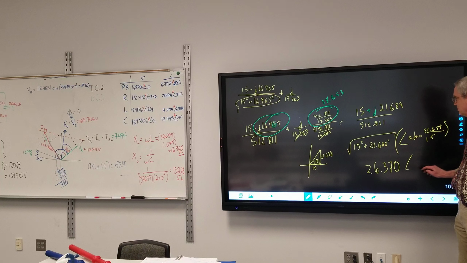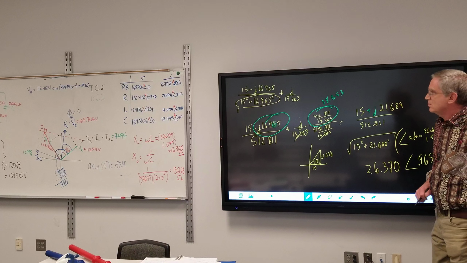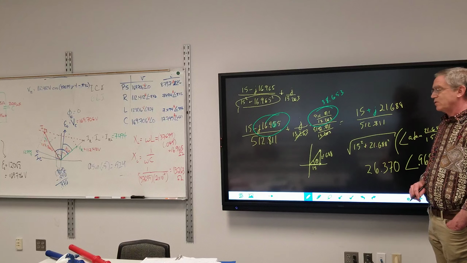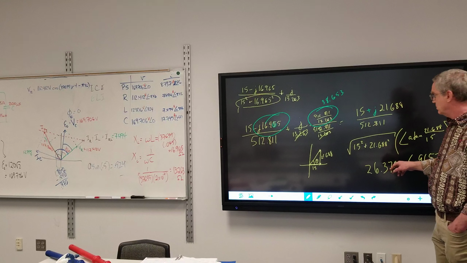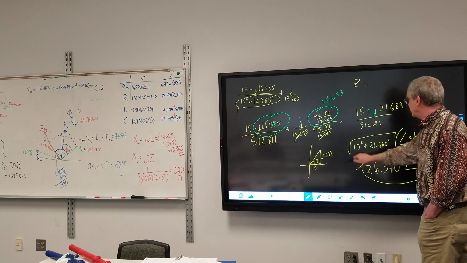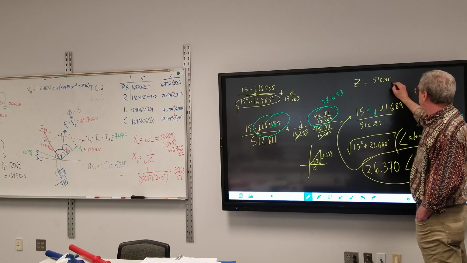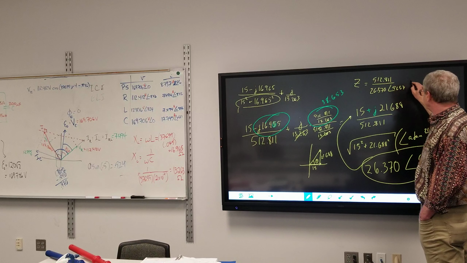26.370, at the angle of 0.9657. All right. Remember, this is the impedance. So that was 1 over Z. So Z is equal to, all right, so that is just this numerator here. Z is the reciprocal of this, so it's 512.811 divided by 26.370 angle 0.9657.